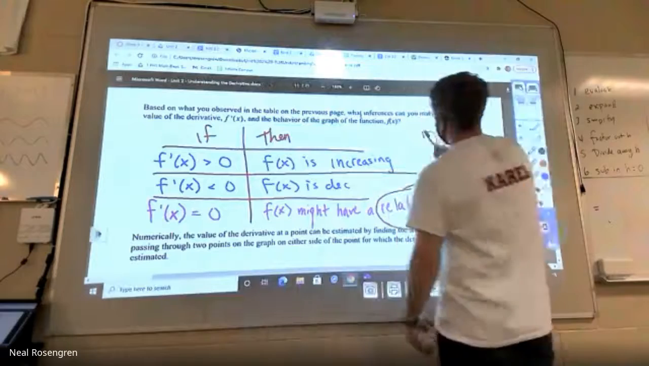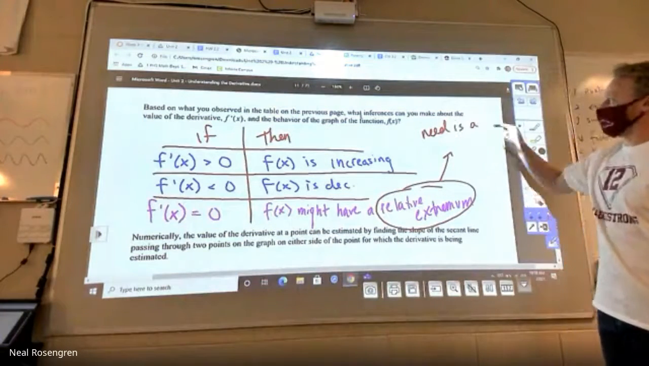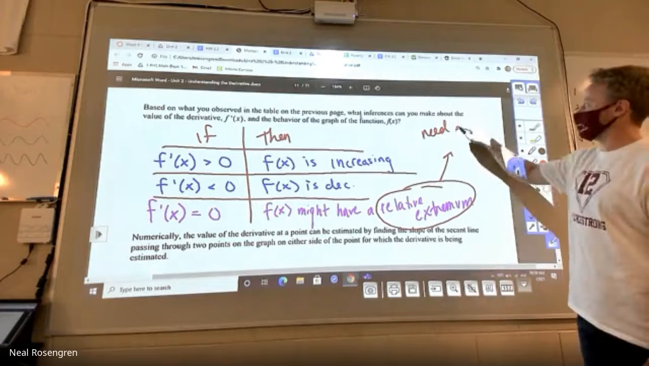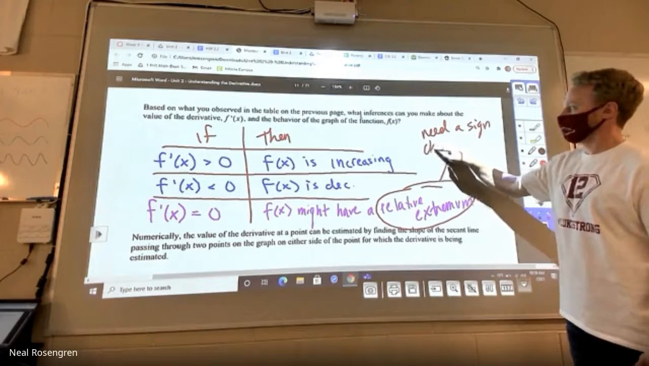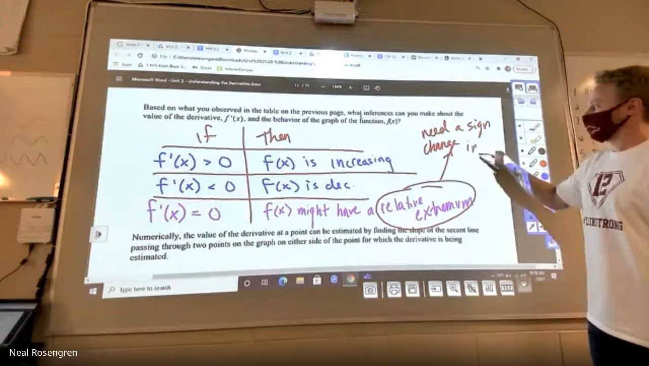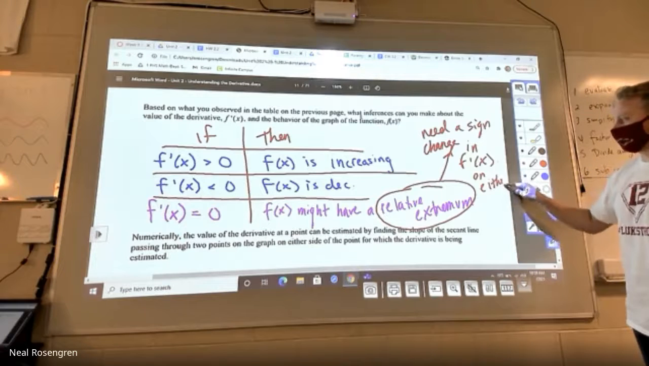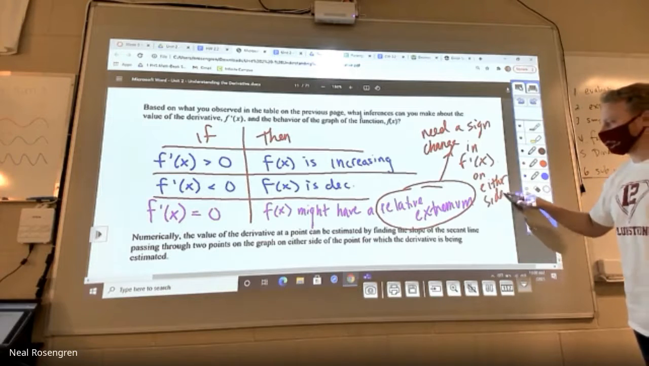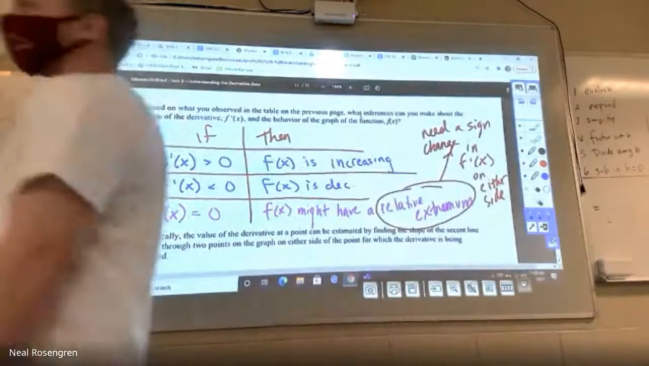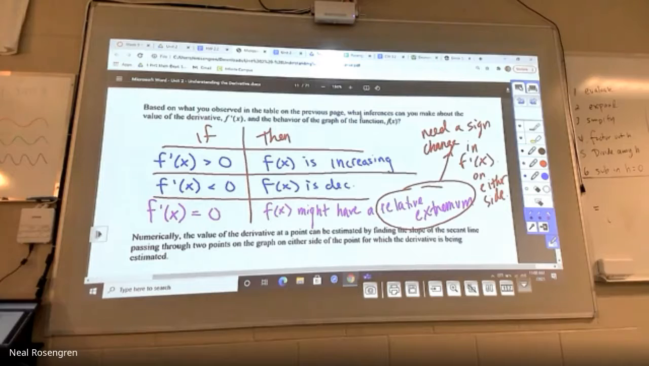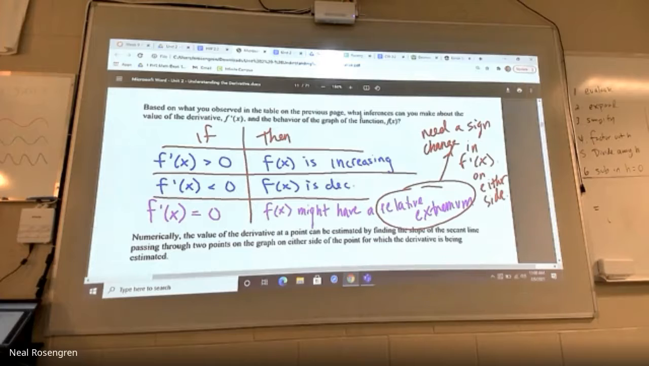Good. What we need is a sign change in f prime on either side. If we don't have a sign change from the derivative around the 0, then it's not going to be an extremum. It's just going to be kind of like a landing point, a quick plateau as we continue to increase or continue to decrease. And it's nice that that flows naturally and it's intuitive.